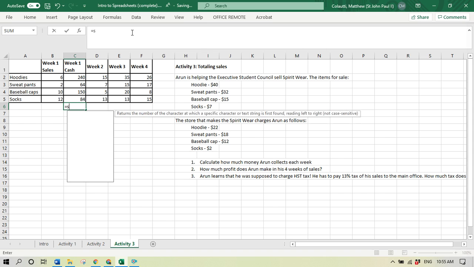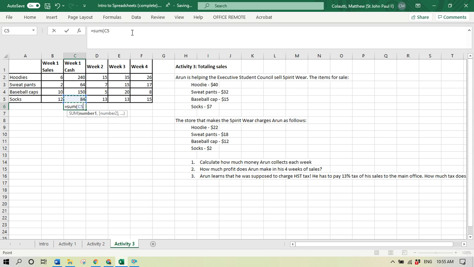I want to find out the total, so I'm going to find the sum. Again, I just select all of those. And there we go. He made $538, or he ended up with $538 cash in the first week. Careful with all that money around.